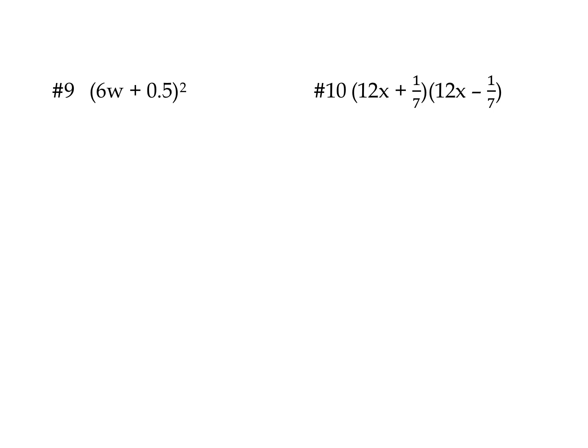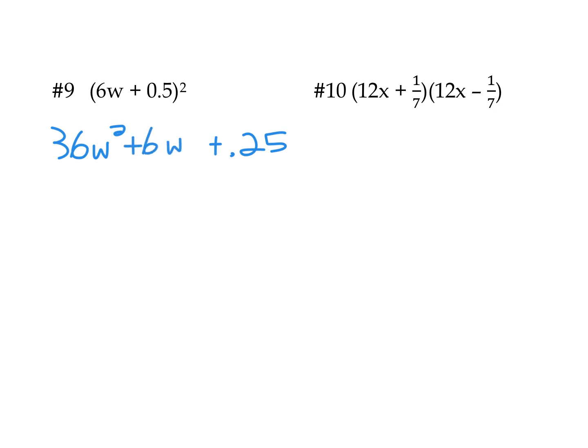All right, and number 9 here, we're going to have 6w plus 0.5 squared. All right, so in this case, we're going to have 6w times 6w, which would be 36w squared. On the end, we're going to have 0.5 times 0.5, which is 0.25, so plus 0.25. And in the middle, multiply those together and double it. So 6 times 0.5 is 3. 3 doubled would be 6, so it's going to be plus 6w.